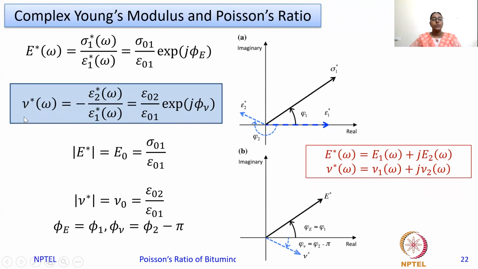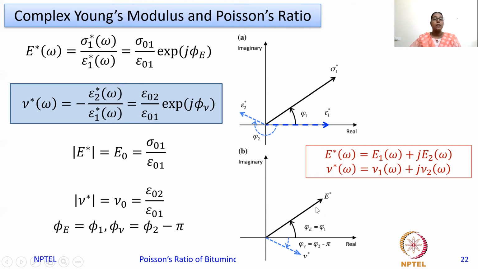And the complex Poisson's ratio nu star omega is given by the expression minus epsilon 2 star omega by epsilon 1 star omega, which is the same as the transverse strain by the longitudinal strain. Now substituting, we get epsilon 02 by epsilon 01 exponential j phi nu, where phi nu is the phase angle for the Poisson's ratio. As you can see from this figure, the x-axis denotes the real part and the y-axis denotes the imaginary part. Your nu makes an angle of phi nu with the real axis, which is given by phi 2 minus pi.